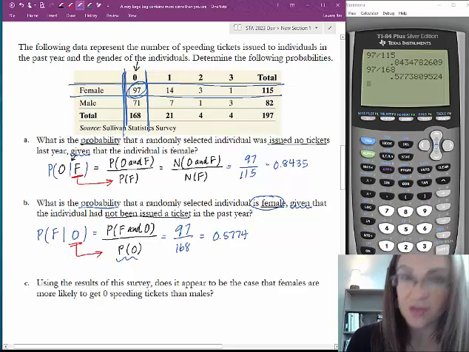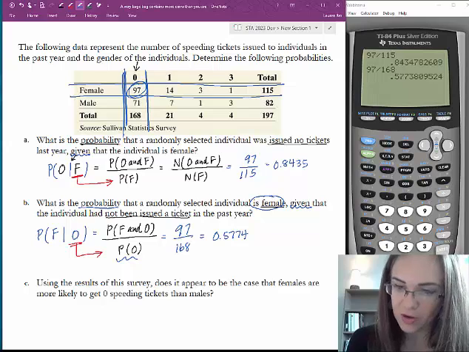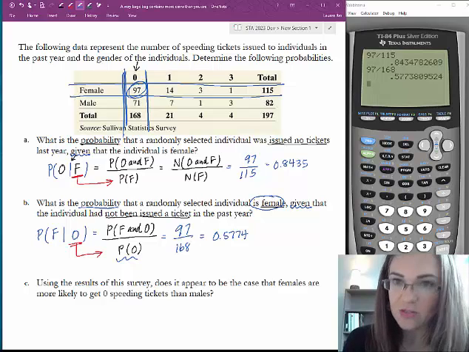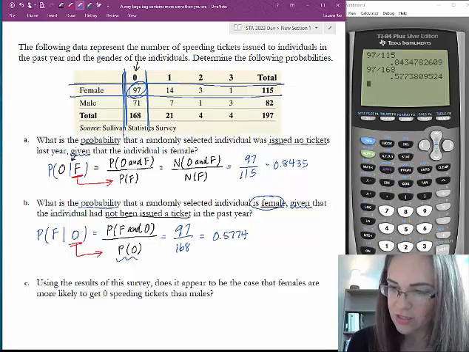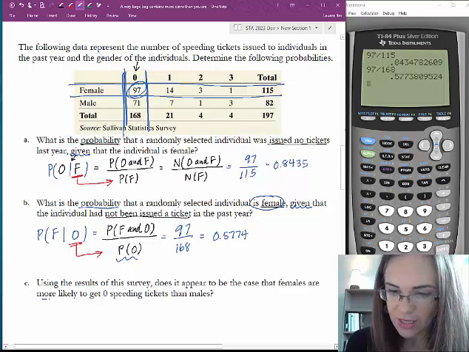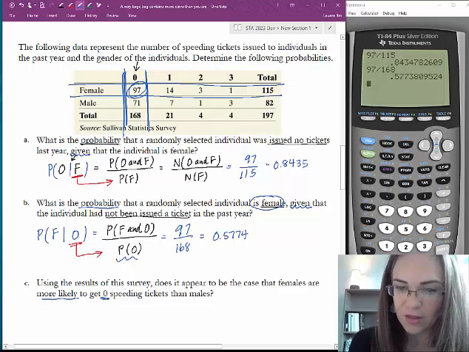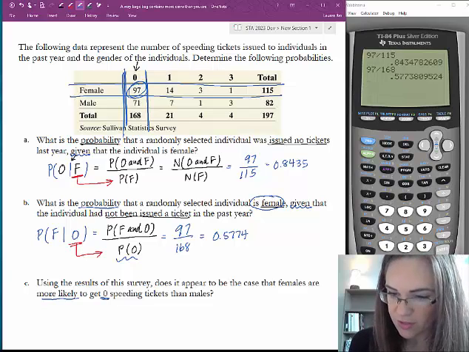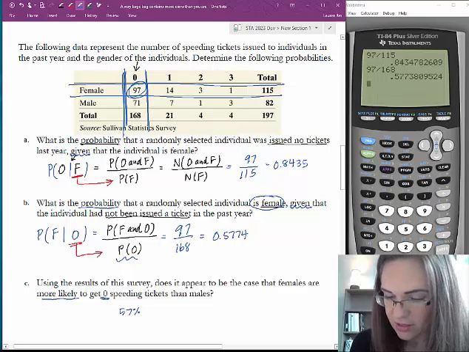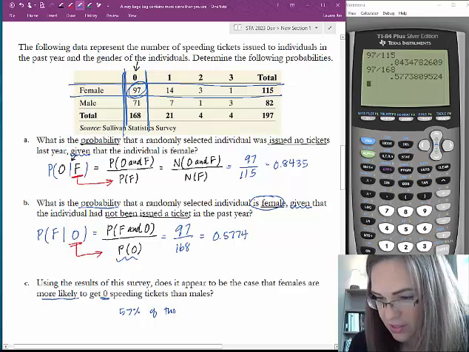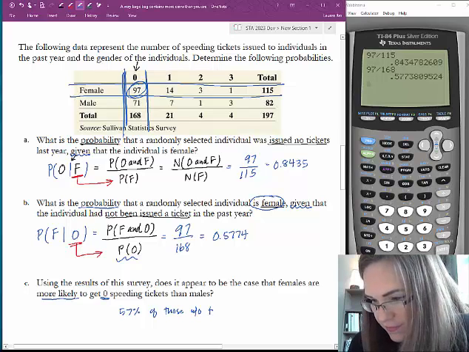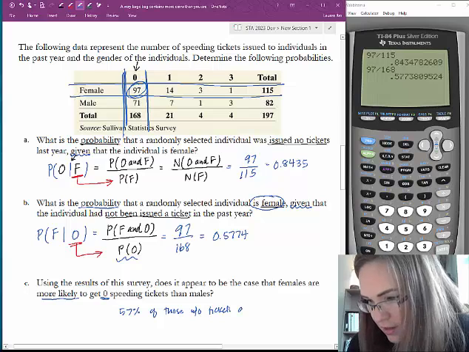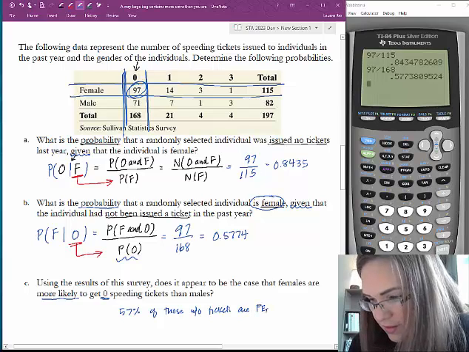The results of this one can help us talk about part C. From the results of this survey, or the probabilities we've constructed, does it appear to be the case that females are more likely to get no speeding tickets? Are they more likely than males? Well, if the probability that if someone has no tickets is a female is 57%, right? So 57% of those without tickets are female.